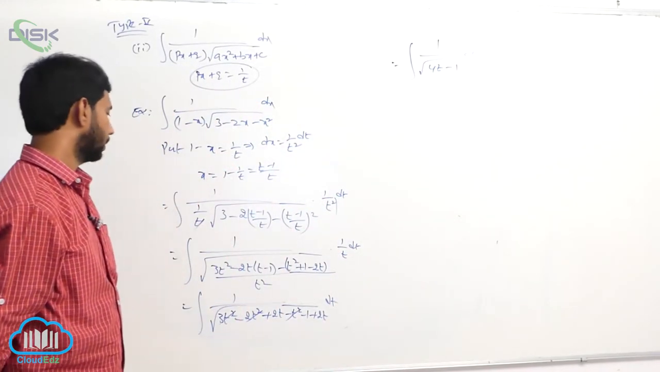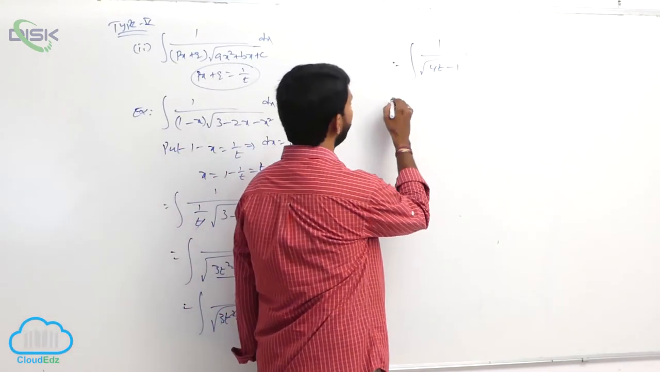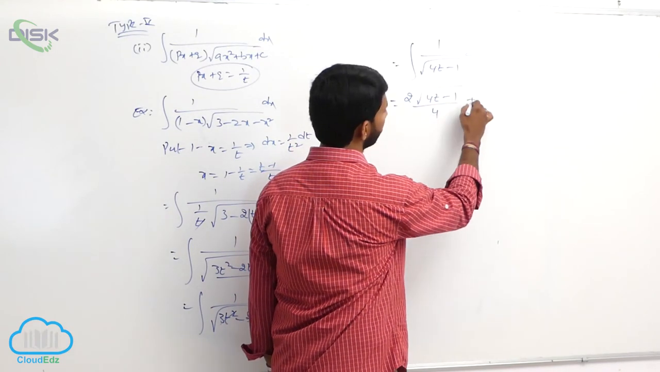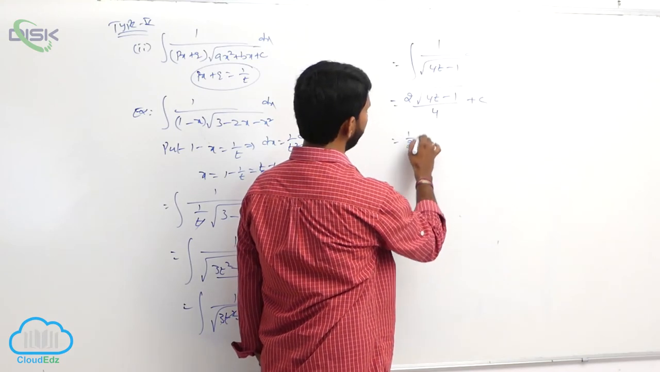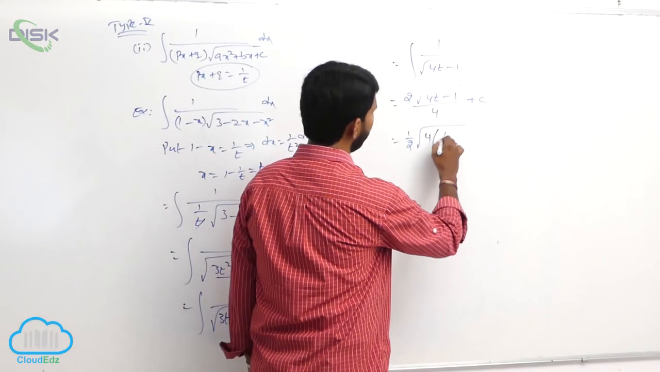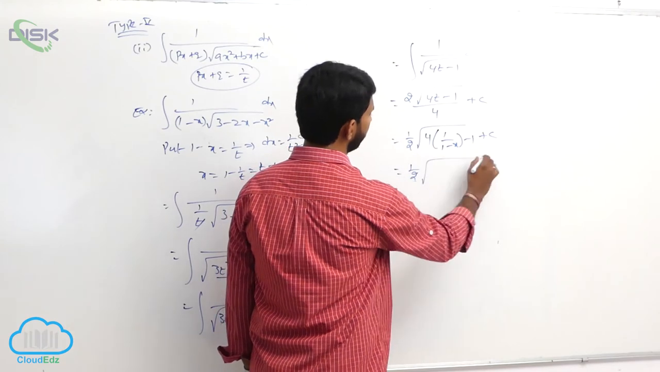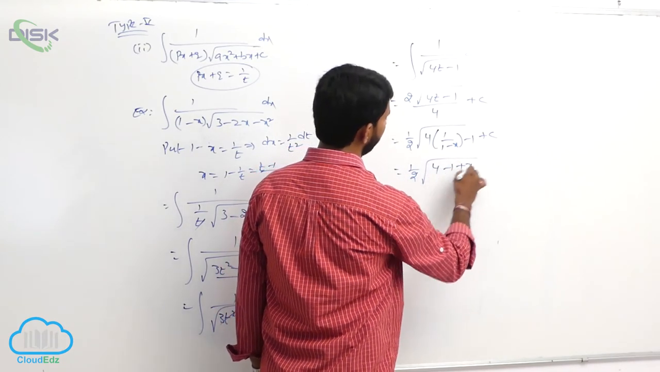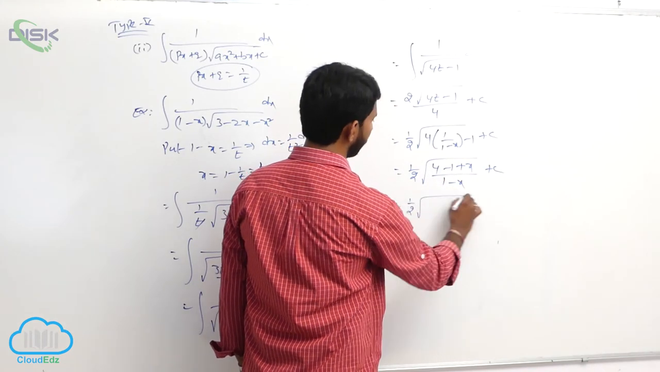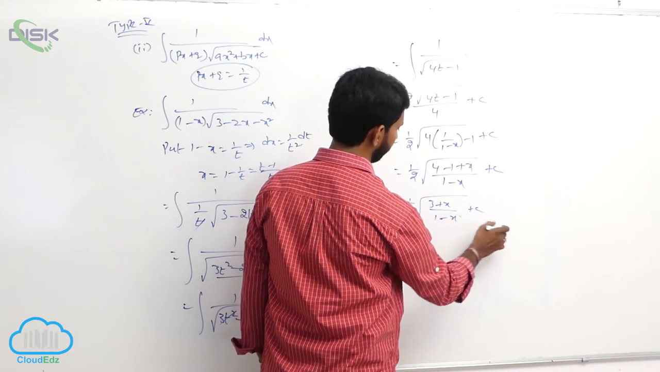Integral of 1 by square root of 4t minus 1 dt is of the form integral of 1 by root x. Integral of 1 by root x is 2 root x. So 2 root of (4t minus 1) by 4 plus some constant. There is a 1 by 2 of square root of 4 into, here the value of t is 1 by (1 minus x), minus 1, plus some constant. After simplification, square root of (4 minus 1 plus x) by (1 minus x) plus some constant. So 1 by 2 into square root of (3 plus x) by (1 minus x) plus some constant.